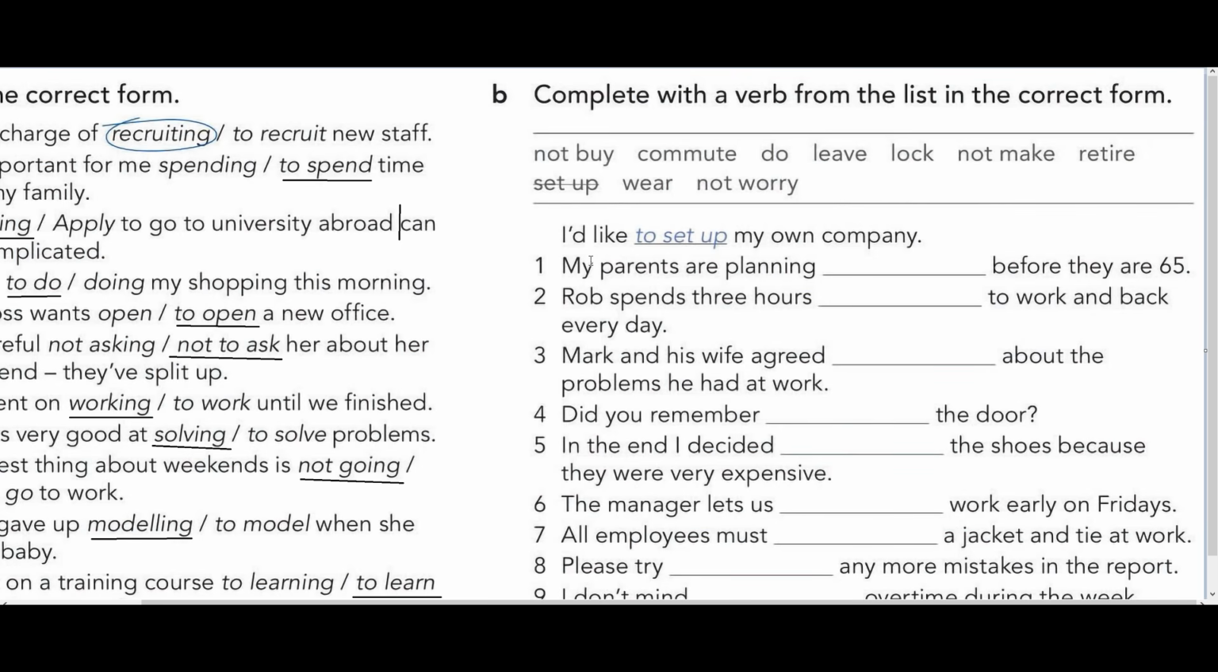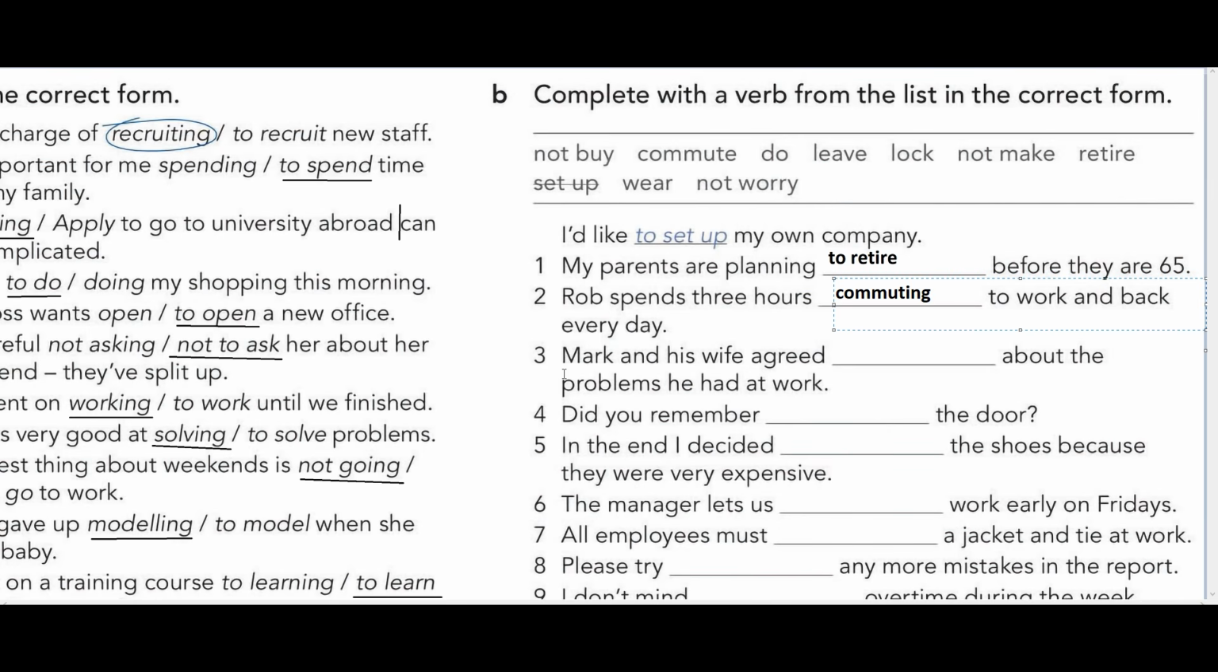Let's see. I'd like to set up my own company. My parents are planning to... maybe they're planning to retire. Yes, retire. My parents are planning to retire before they are 65. Rob spends 3 hours, yeah, to work and back every day, commuting.